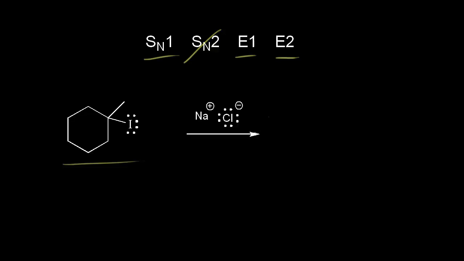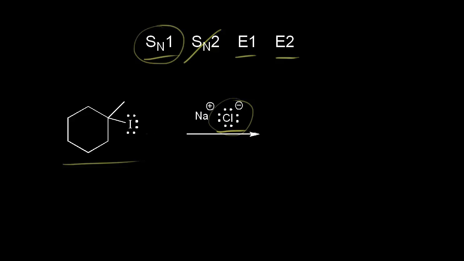Next, you want to look at your reagent, and here we have sodium chloride, and we know that the chloride ion is a very weak base, and it's going to function only as a nucleophile. So if we have a nucleophile here, we're going to go with a substitution reaction. So an SN1 reaction must be the case for this example.